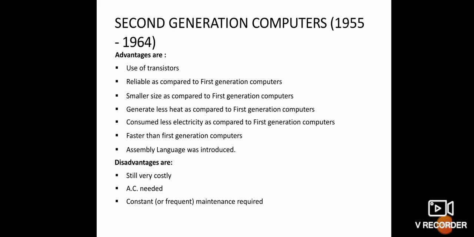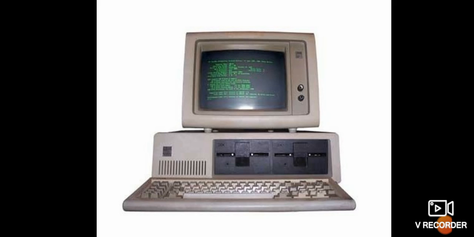And the advantages are they used the transistor and it was reliable and it was smaller in size and it generated less heat, all these compared to the first generation computer. It consumed less electricity, it was faster, and it used assembly language. Assembly languages were using small words with the commands. Then the disadvantages are it was still costly and an air conditioner was needed, and they also needed constant or frequent maintenance. This was the second generation computer.